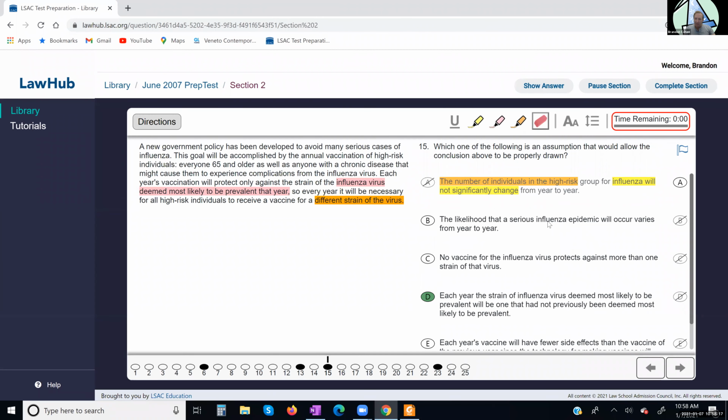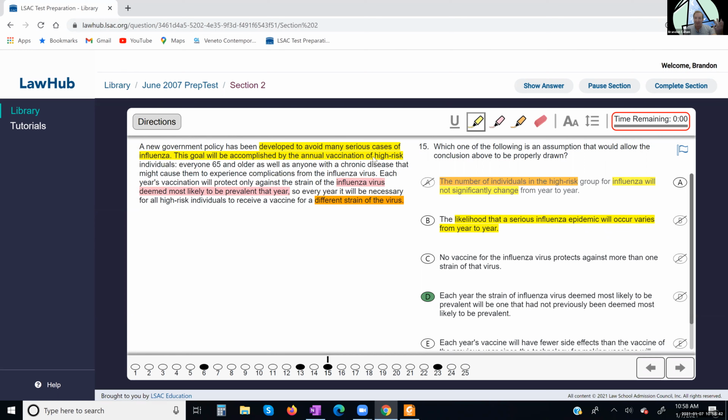B, the likelihood that a serious influenza epidemic will occur varies. So the likelihood of influenza epidemic varying year to year is irrelevant because this whole thing came from a goal that will be an annual vaccination. This might be something, if anything, that would maybe weaken the government policy. Like, why are we doing this government policy if it's going to vary year to year?